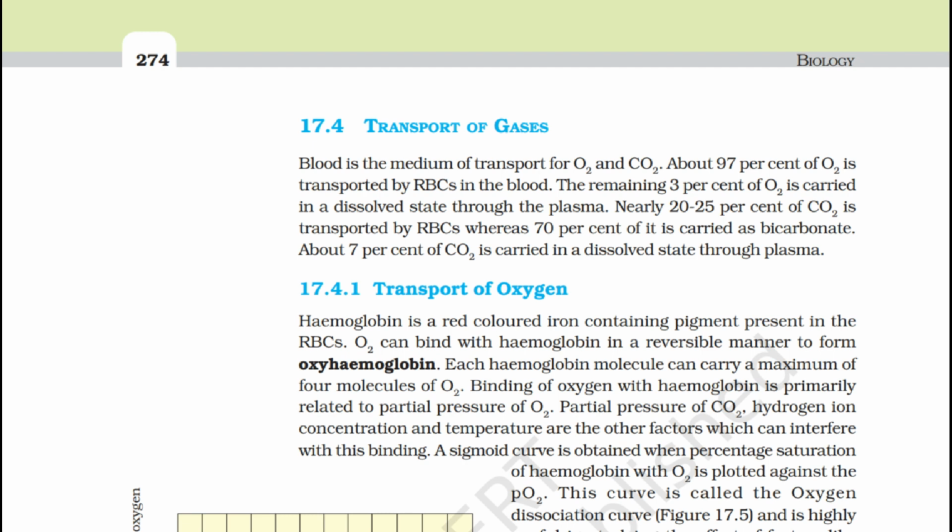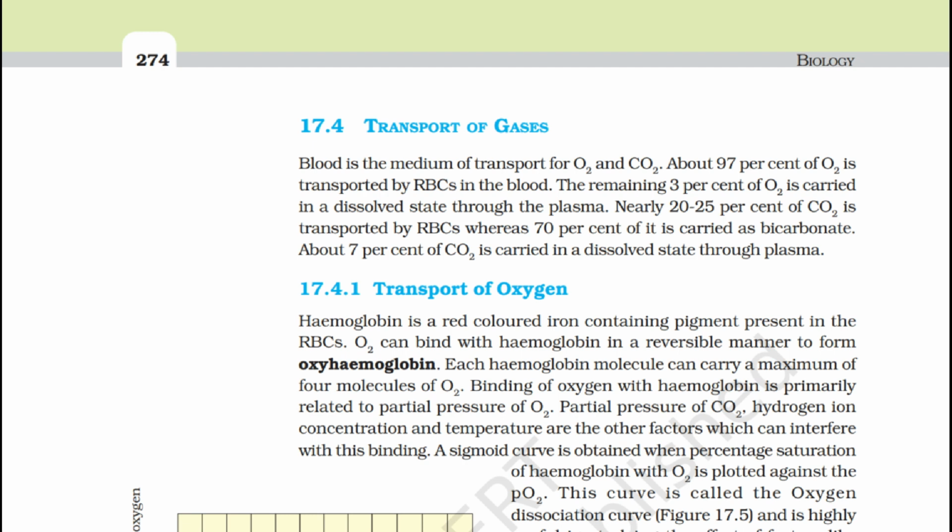Transport of oxygen. Hemoglobin is a red-colored iron-containing pigment present in the RBCs. O2 can bind with hemoglobin in a reversible manner to form oxyhemoglobin. Each hemoglobin molecule can carry a maximum of 4 molecules of O2. Binding of oxygen with hemoglobin is primarily related to partial pressure of O2. Partial pressure of CO2, hydrogen ion concentration, and temperature are the other factors which can interfere with this binding.